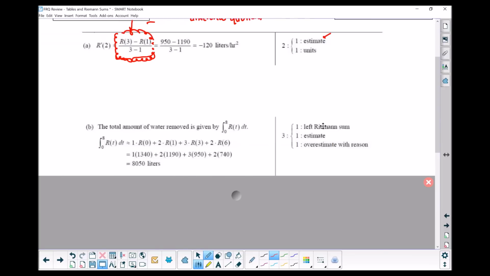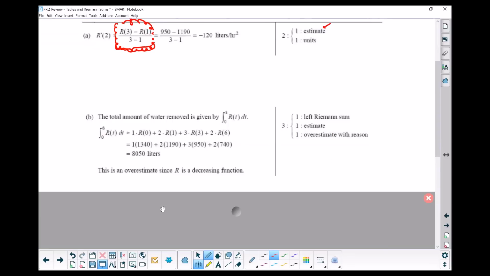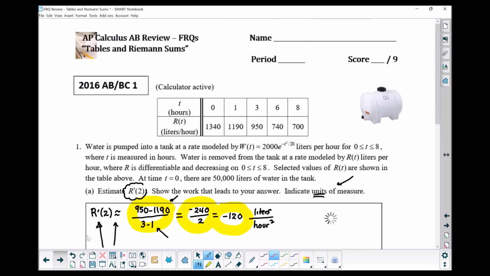I don't really see a label point here, but we're going to play the game like the label was required. So there's our estimate point, and then, wow, talk about minimalistic. They pretty much did what we did. Overestimate, R decreasing. All right, so hopefully that makes sense. I don't see any questions in the chat yet, so we'll keep pushing on with part C with this problem.